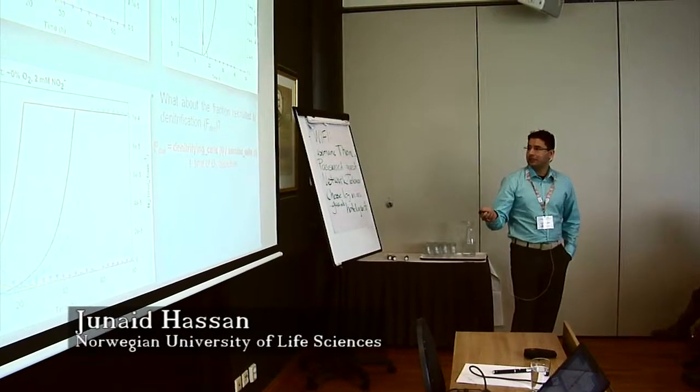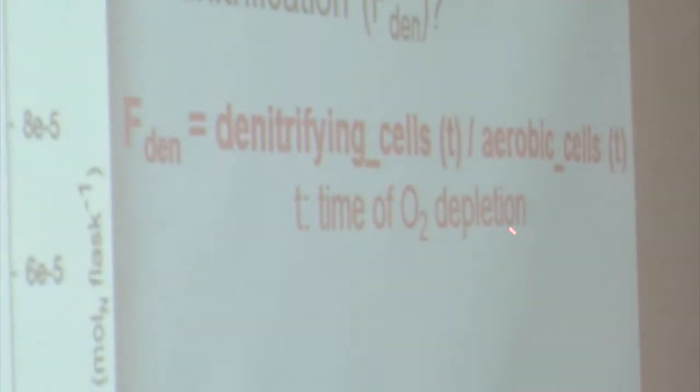Denitrifying cells at the time of oxygen depletion divided by total cells, but the model was able to calculate it more precisely. F10 equals denitrifying cells at the time of oxygen depletion.